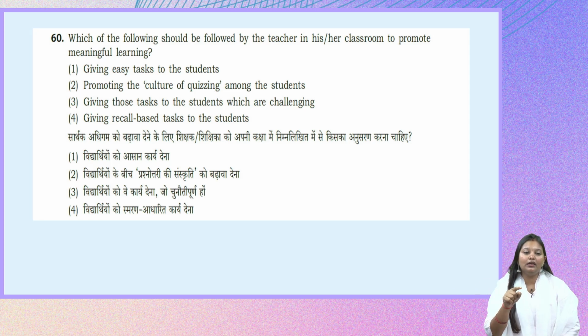So you can rule out option 4 immediately here. Option 1 is also very straightforward and not very prompt when it comes to teaching of social sciences. So we will remove the first option, giving easy tasks to the students as well. The second and third options are having some specific aspects to it. One is talking about using culture of quizzing, and the third one is talking about giving the student tasks which are challenging.